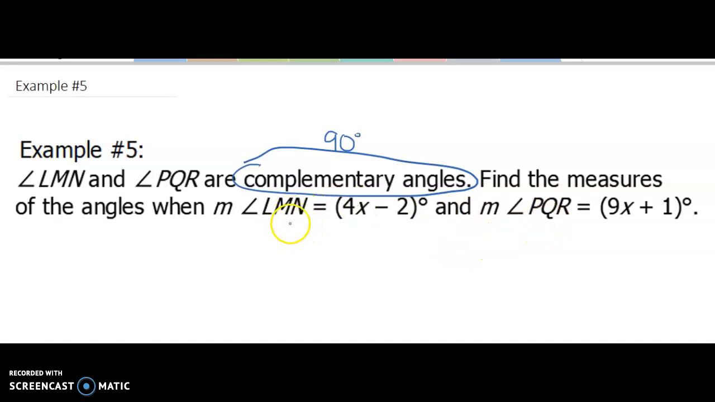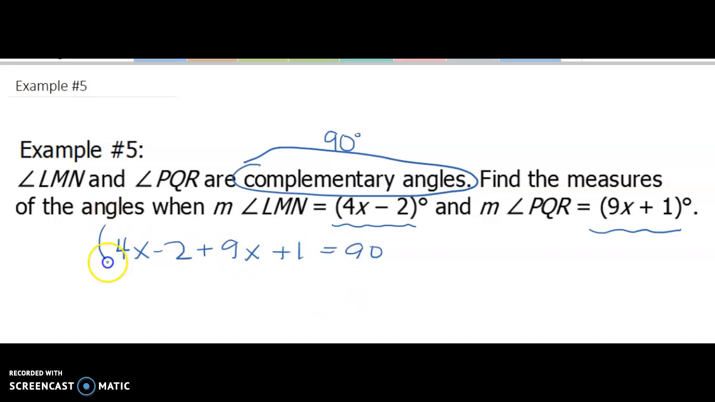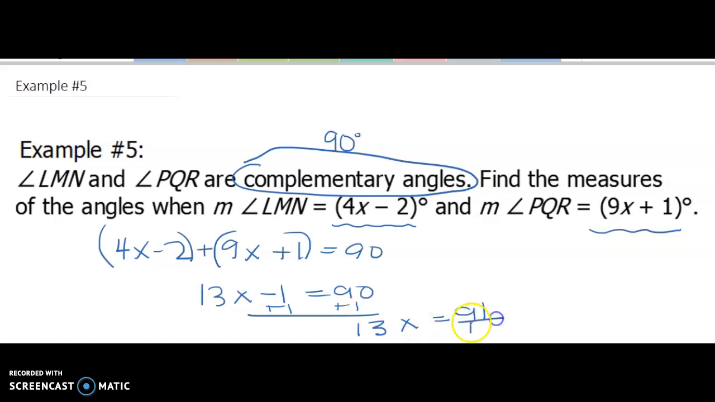So it says find the measures of the angles when angle LMN is 4x minus 2 and angle PQR is 9x plus 1. So these two have to add to 90 degrees. Okay? So if you want to put parentheses around them, do. They don't do much, but if that helps you see it, then do that. So 4x plus 9x is 13x minus 1. So add 1. 13x equals 91. Divide by 13. 91 divided by 13, I get x equals 7.